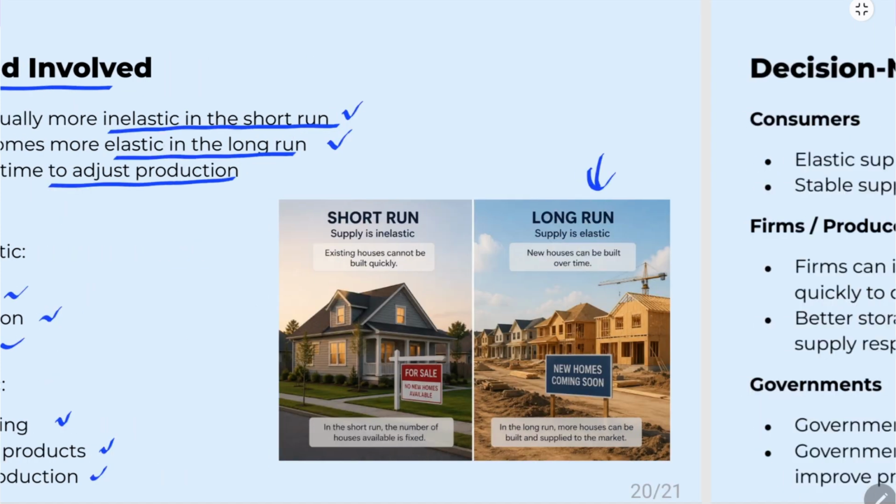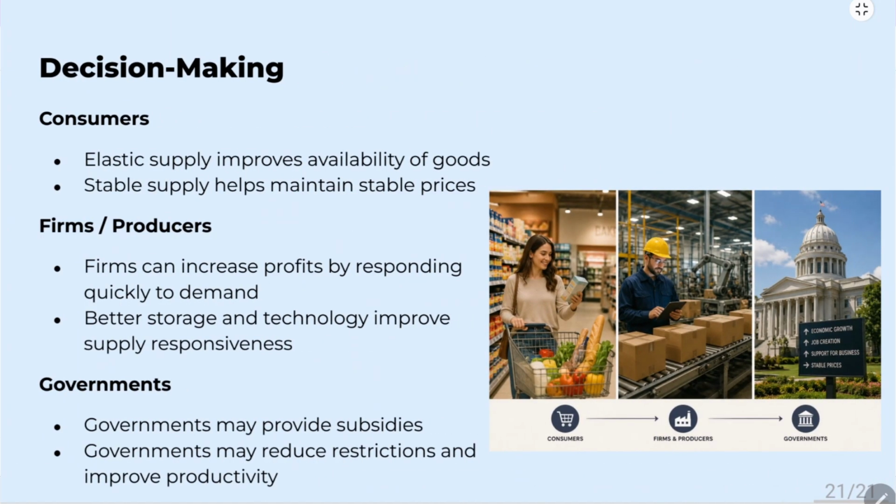Although this is not directly listed in the syllabus, understanding these decision-making effects can help you apply price elasticity of supply more effectively in real-world situations and also in your exam. For consumers, elastic supply is beneficial because firms can respond quickly to increases in demand, helping products remain available in the market. It can also help maintain stable prices by preventing shortages.